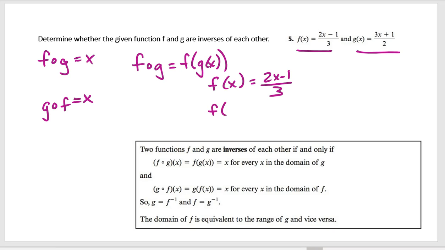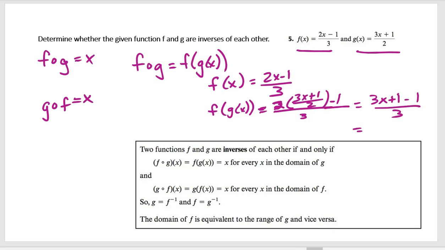And f of g of x means wherever I have an x, instead I'm going to put g of x. g of x is (3x plus 1) divided by 2. So let's go ahead and multiply that out. That's going to become (3x plus 1 minus 1) over 3. So 3x plus 1 minus 1 will become 3x divided by 3, which is equal to x. So far we are correct, and we do have f composed with g is equal to x.